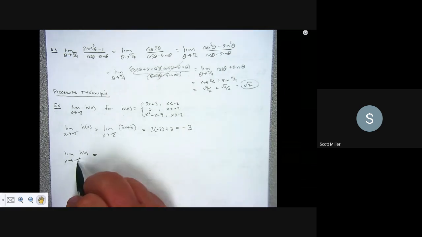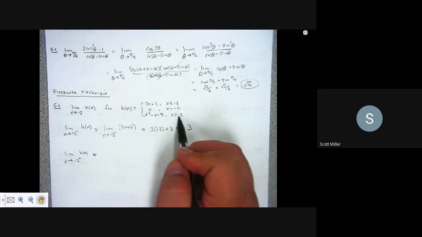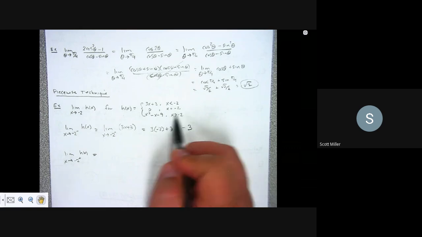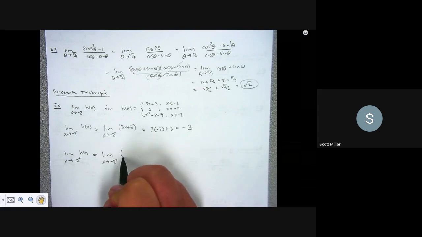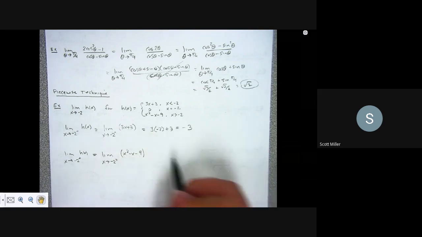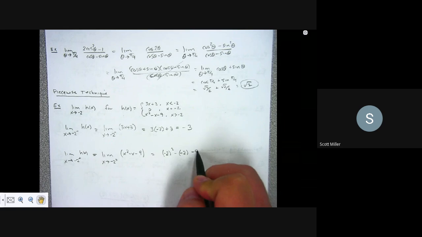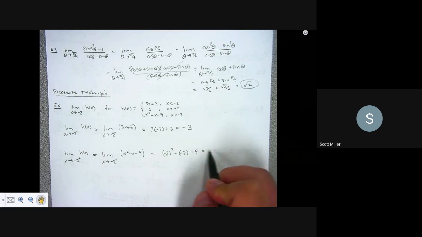Now I'm going to approach -2 from the right, so that means I'm going to be using, the right means greater than -2. That means I'm using this piece now. So this is the limit as x approaches -2 from the right of x squared minus x minus 9. And then can I do direct substitution? The answer is yes. Minus -2 minus 9. And you work this out and you get -3.